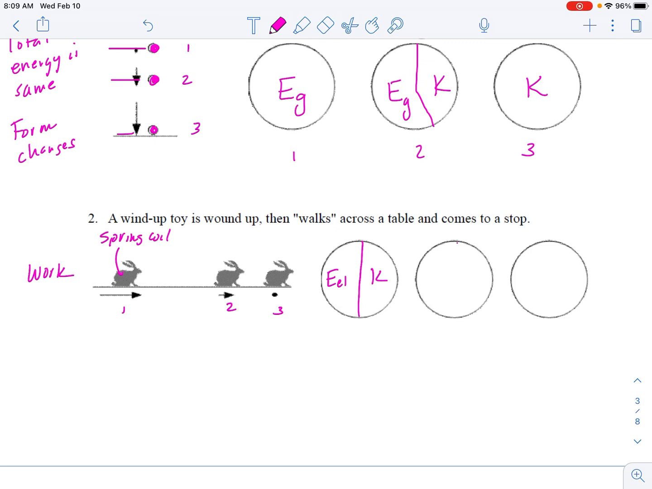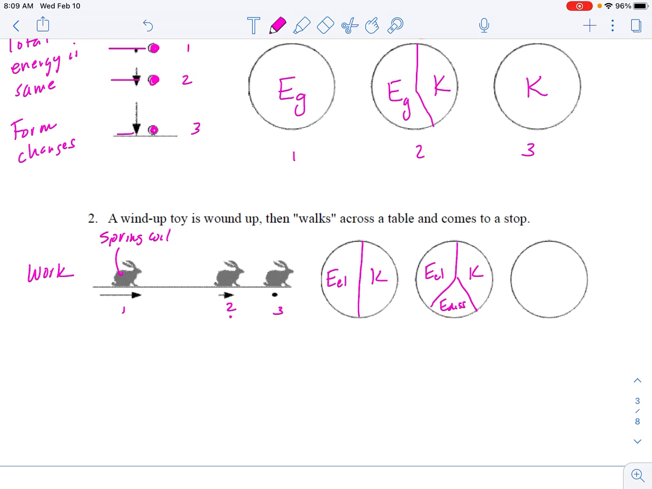Now what happens as it walks is some of the energy is dissipated. And I'd have to see the speed of the object. Here it looks like the speed is slower in position 2. So the kinetic is less, and the elastic is less too, because energy has been dissipated. And the dissipated energy goes to sound and heat.